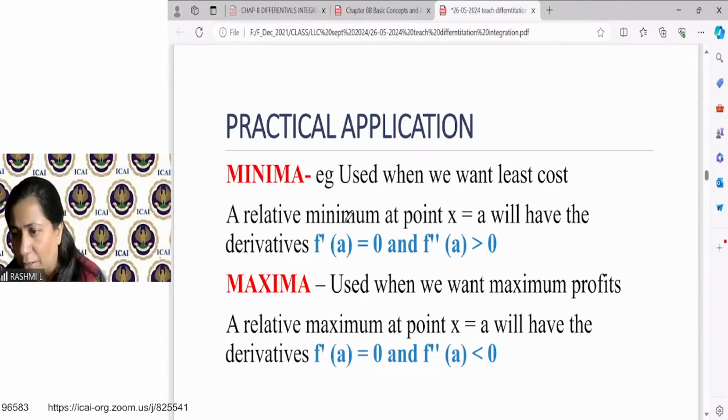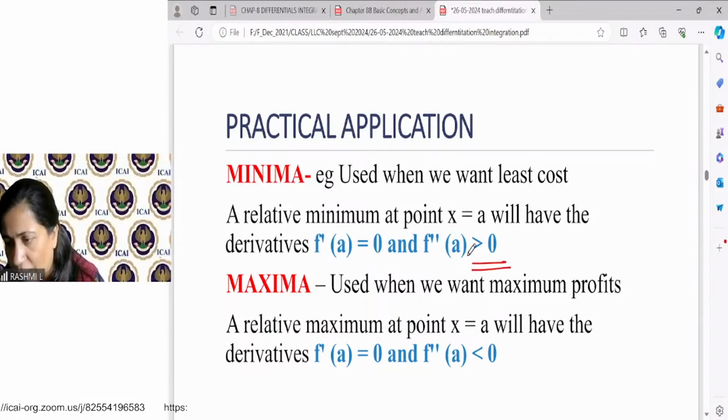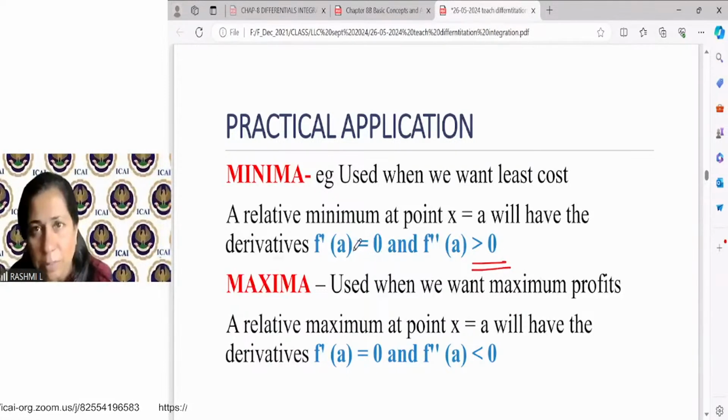So at that point, if I find the first derivative and it is equal to 0 at the point A, that is the first step. There is a function, I find its derivative, and at the point I find the value of that derivative. If that is equal to 0, then I find the second derivative. Means whatever derivative I have got, I find the derivative of that derivative. If that is greater than 0, we say I have a minima.